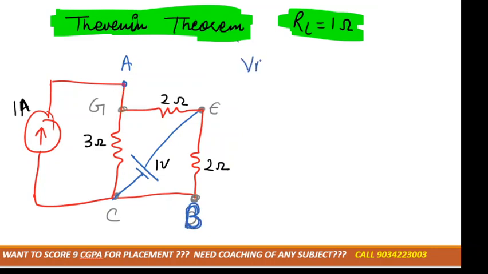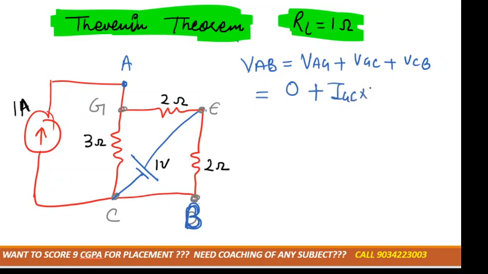So now in the next step we need to calculate VAB, and we can flow from A to G, G to E, E to B, or we can flow from A to G, G to C, C to B. So I'm moving from A to G, G to C, then C to B. Okay. VAG is nothing, 0. VGC is how much? IGC multiplied by RGC. RGC is 3 ohm. VCB, as you can see that there is no resistance, so we can consider this one also 0. Okay. Now we just want IGC to calculate the value of VAB, right?